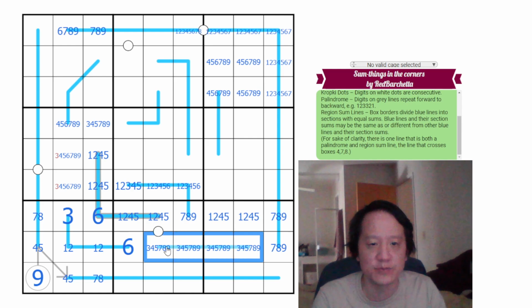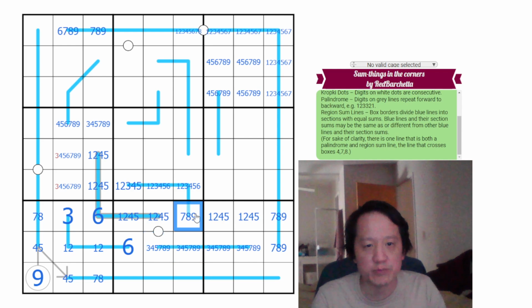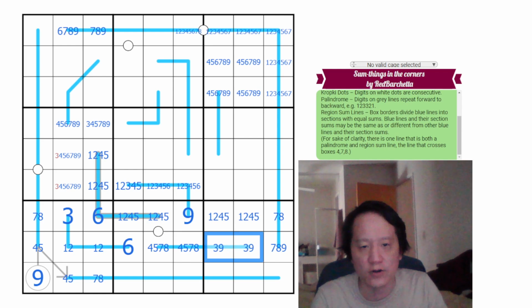So which means it has to be 3 and 9, because that's the minimum it could be. It has to be 12. So therefore this has to be 12, which means this has to be 9. So this is 9. This can't be 9. So this can't be 3 and 9. So this has to be 3 and 9 here. So this is 3 and 9. So this can't be 9.